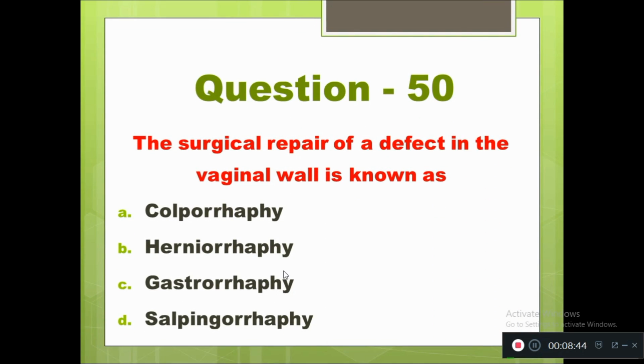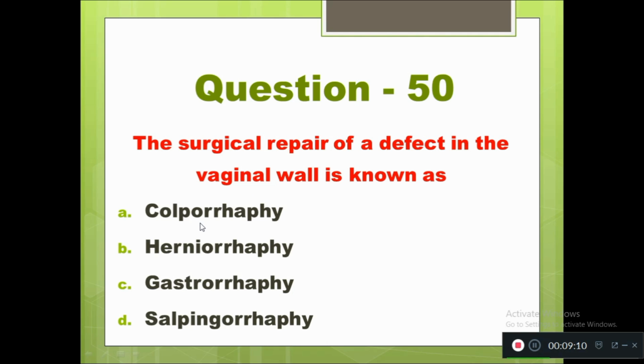Question number 50. The surgical repair of a defect in the vaginal wall is known as option A, colporrhaphy, option B, herniorrhaphy, option C, gastrorrhaphy, option D is salpingorrhaphy. So rhaphy means repair.